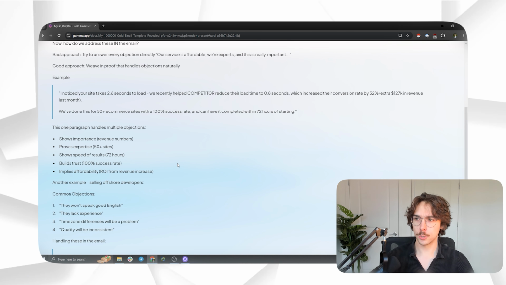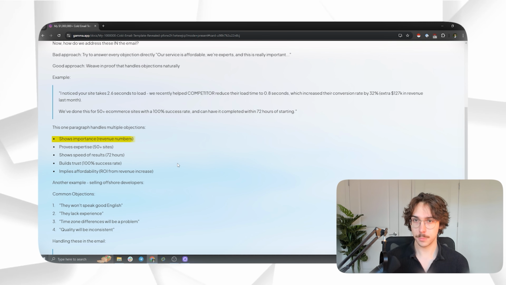Another way that you can handle the objection that this is important is talking about the revenue growth, talking about how much results this can actually generate. So again, these objections aren't something where you say, hey, this should be a priority. You shouldn't use your own developers. You should use our developers. This is really cheap. You just answer the objection by showing, not telling, by giving them examples, not by just answering it directly. So this one paragraph handles multiple objections.